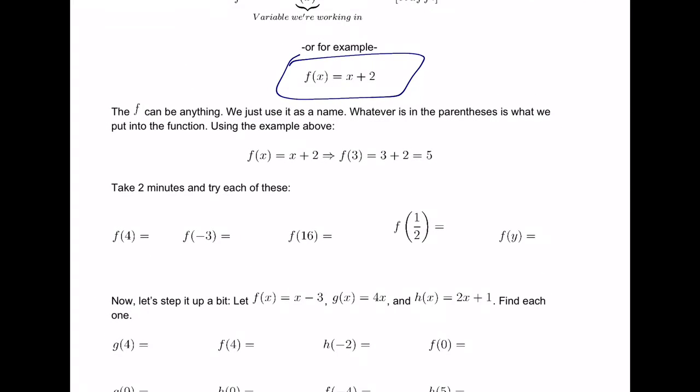The f can be anything. We just use it as a name. Whatever it is in the parentheses is what we put into the function.